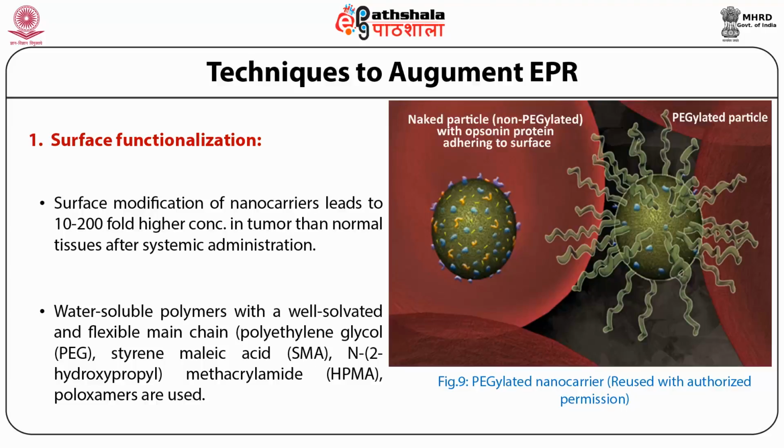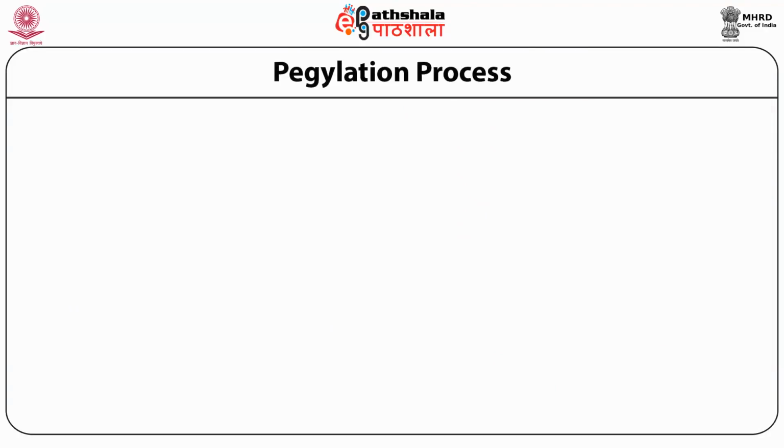In this particular figure, you can see a pegylated molecule which acts as a nanocarrier, and the pegylation has been carried out onto the surface of a nanosystem, which helps in the enhancement of tumor concentration through the EPR mechanism. This indicates the process of pegylation.